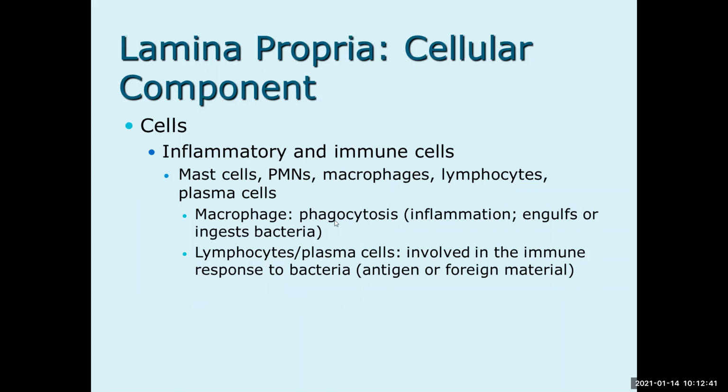So we've got phagocytosis. You've got your macrophages that engulf and ingest. You've got your lymphocytes and plasma cells that are involved in the immune response, which we are going to get into in more detail in both this and pathology. So we're dealing with an antigen or foreign material.